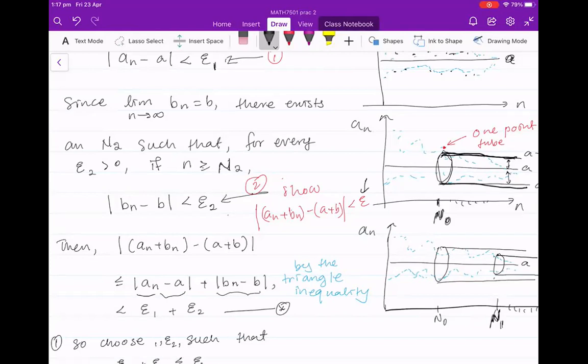Any idea? Anyone else would like to comment? I'm just getting answers from Kai only. Anyone would like to add something to this? How would you choose epsilon 1 and epsilon 2?